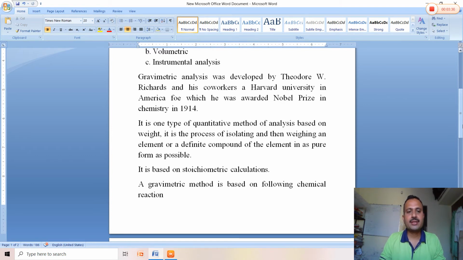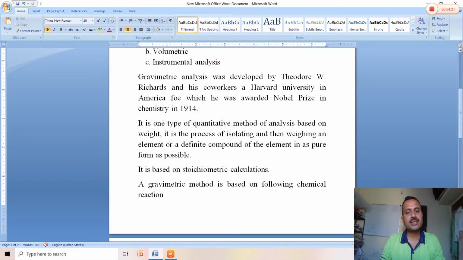Now the next paragraph. It is one type of quantitative method of analysis based on the weight. So this is the principle. It is the process of isolating and then weighing an element or a definite compound of the element in as pure a form as possible. It is basically based on the determination of weight, by which we can isolate the material in as pure a form as possible, and that material consists of an element or a definite compound of an element. It is based on stoichiometric calculations. The calculated weight can be determined with the help of stoichiometric calculations.